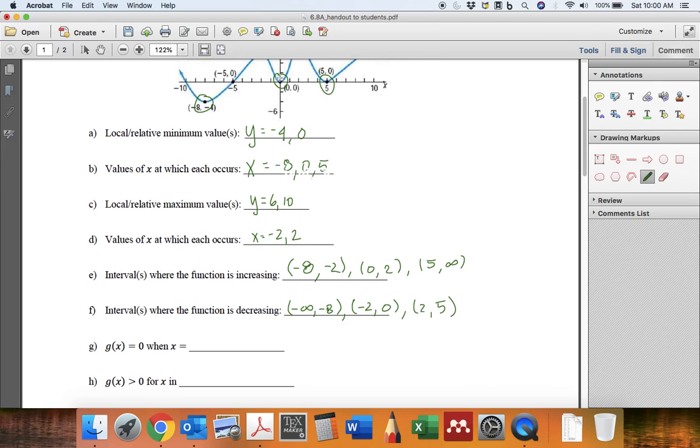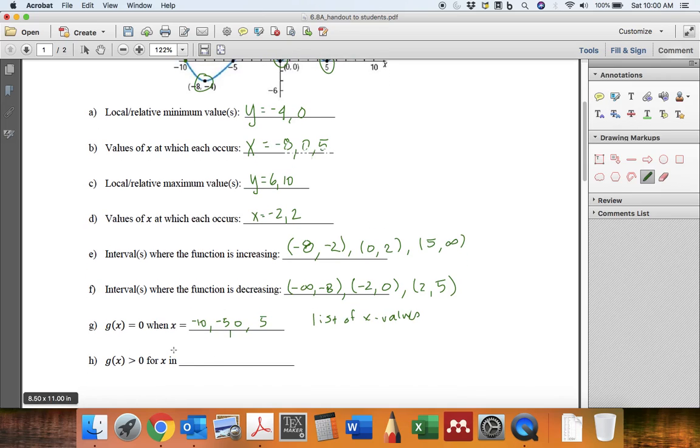Now, g of x equals 0, that's a question about y values, or about x values. So when x is -10, we have a y coordinate of 0. When x is -5, we have a y coordinate of 0. When x is 0, we have a y coordinate of 0. And when x is 5, we have a y coordinate of 0. So when g of x equals 0, that's just a list of x values.